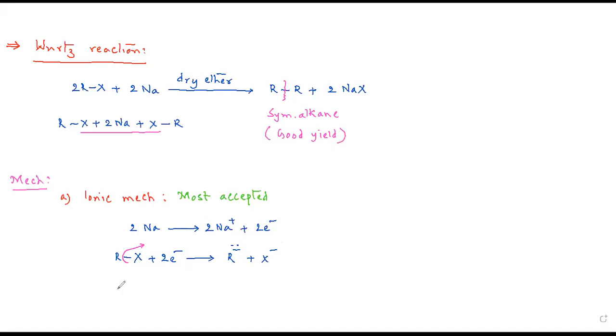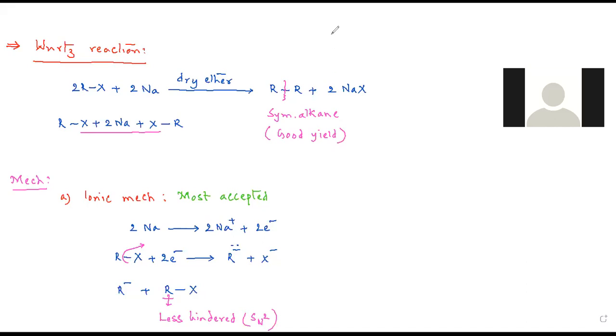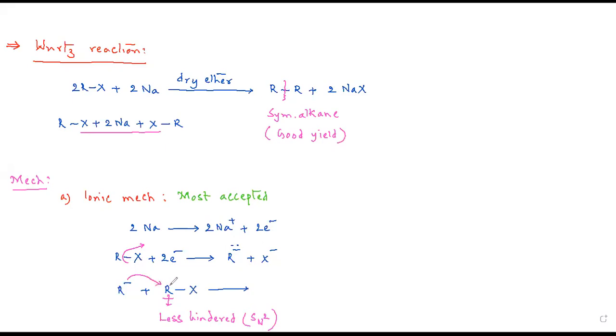Now this R minus will attack on the other molecule of alkyl halide. Remember, this molecule of alkyl halide, which you are considering now, this has to be a lesser hindered one. Okay, because here the mechanism is SN2. Now, R minus attacks from the backside.